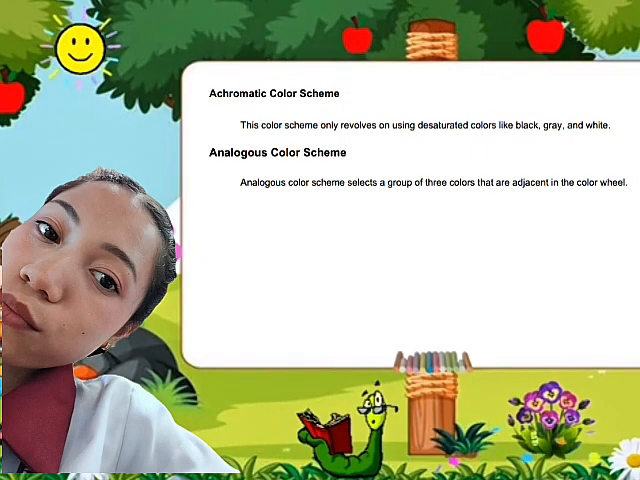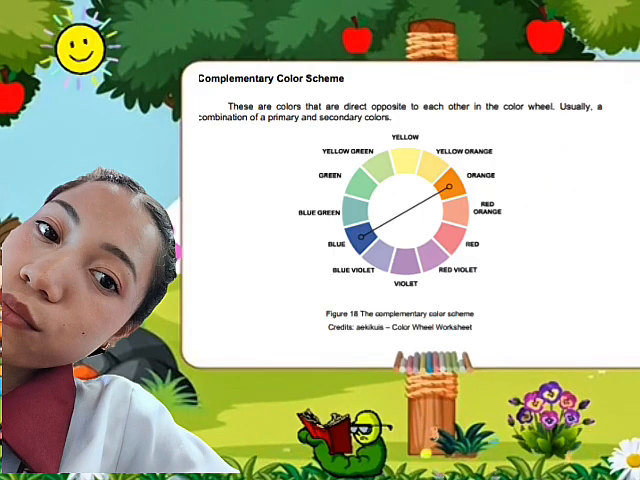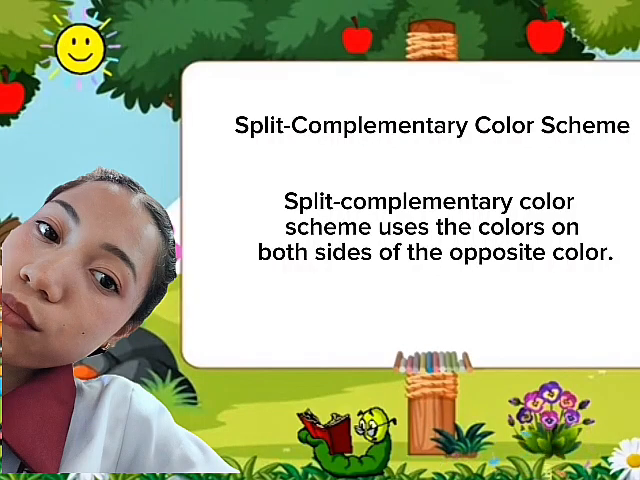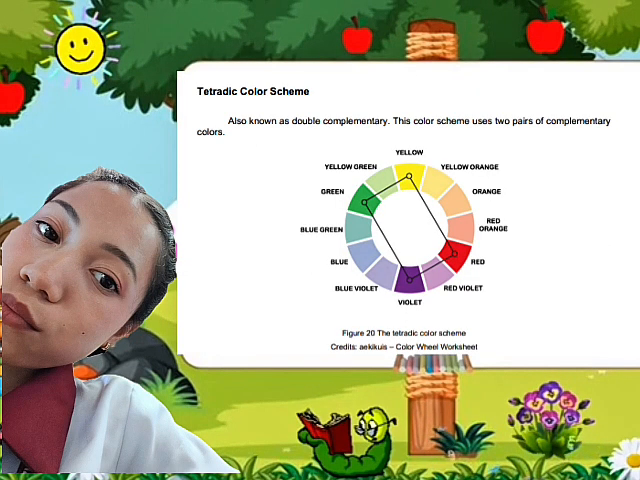Analogous color scheme. Analogous color scheme selects a group of three colors that are adjacent in the color wheel. Complementary color scheme. These are the colors that are direct opposite to each other in the color wheel, usually a combination of primary and secondary colors. Split complementary color scheme. Split complementary color scheme uses the colors on both sides of the opposite color.